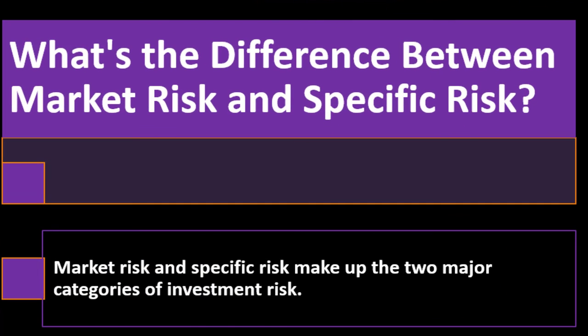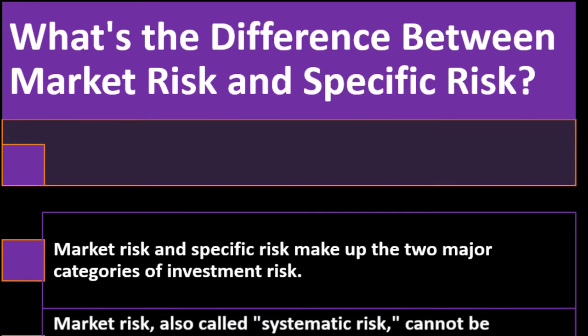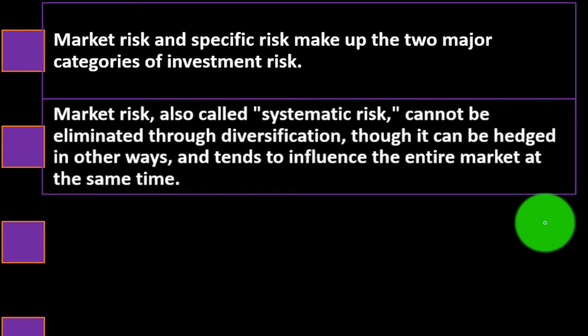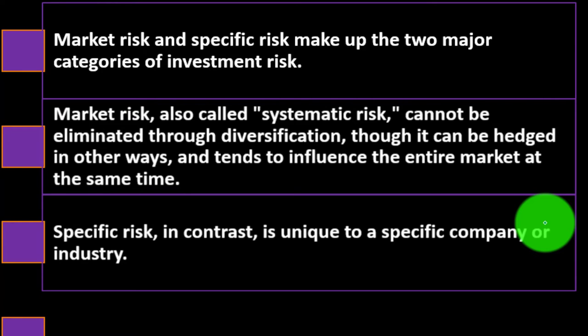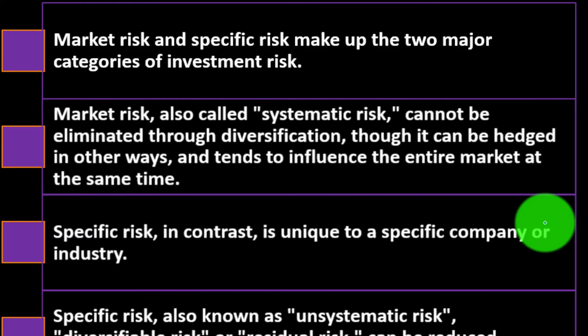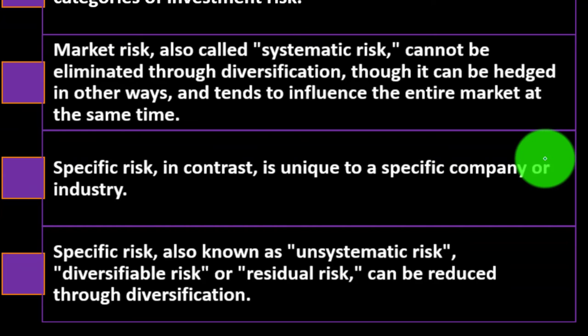What's the difference between market risk and specific risk? Market risk and specific risk make up two major categories of investment risk. Market risk, also called systematic risk, cannot be eliminated through diversification, though it can be hedged in other ways, and tends to influence the entire market at the same time. Specific risk, in contrast, is unique to a specific company or industry. Specific risk, also known as unsystematic risk, diversifiable risk, or residual risk, can be reduced through diversification.